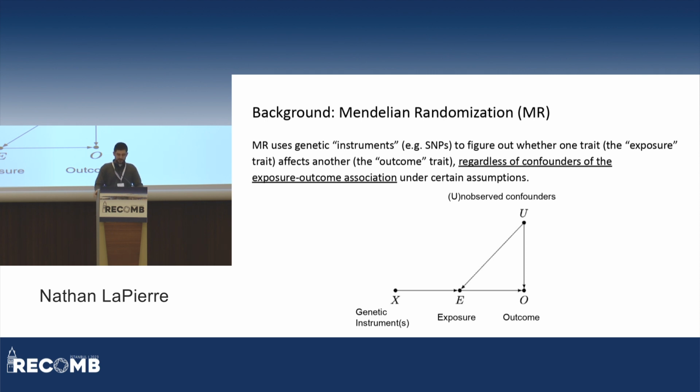And I've illustrated this in this little DAG graph here. X there are the genetic instruments, or SNPs. E is the exposure phenotype, and O is the outcome phenotype. And U is a potential unobserved confounding trait, right? We all know correlation does not necessarily imply causation. So E and O might be correlated, even though there's no causal relationship, just because of this unobserved confounder. But under certain assumptions, you can get a valid estimate of the effect of the exposure on the outcome.